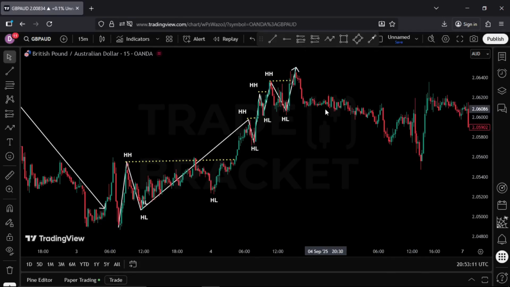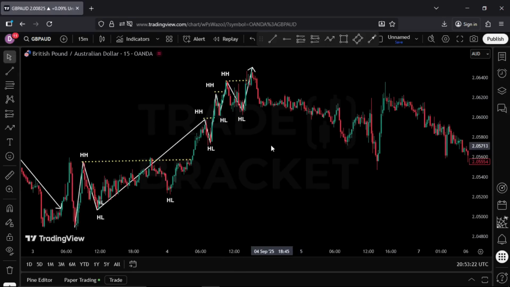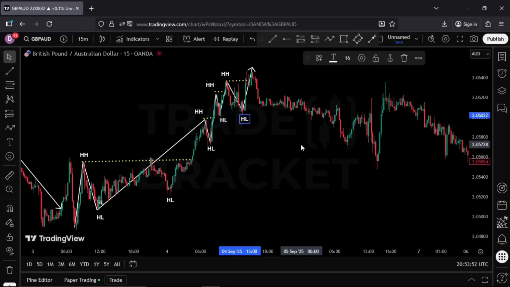All right, as you can see, we've marked our structure of this pullback on the 15-minute chart, okay? So the next thing we want to, as if you don't know by now, okay, the strategy comes into play when we get a break of the last higher low. Since this was a pullback to the upside, okay, this was a pullback to the upside, so we want to get a break of the last higher low to be created, okay? That's when the strategy comes in play, all right? But before that, let me explain something, okay?